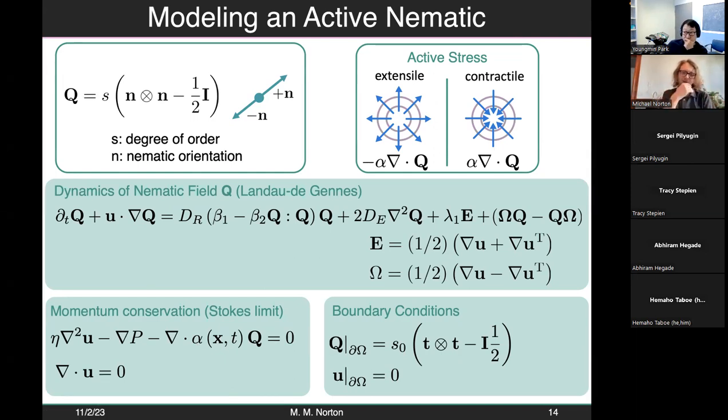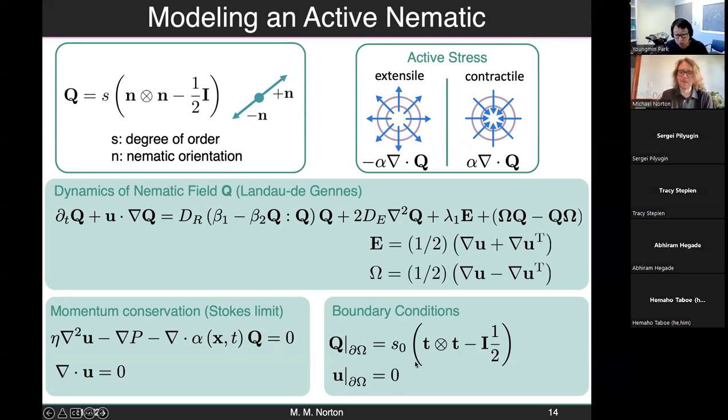We have contractile stress. And a way to get a feel for what's going on is you can plot the force field for divergence of Q for idealized director field configurations to get some intuition about what Q is, what divergence of Q is, and all those things.